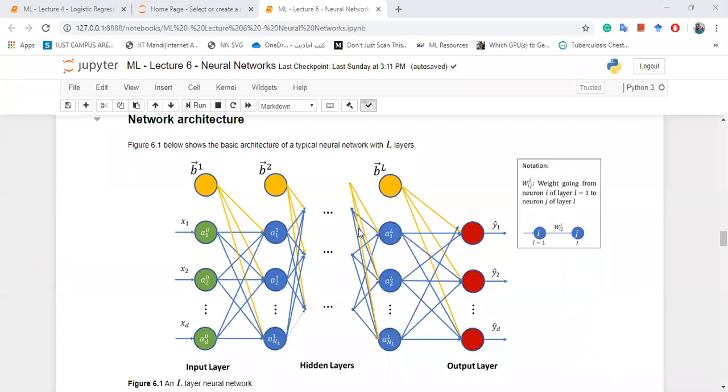Now we will take a smaller network. This is a general network, with L layers, and one more piece of notation: to denote the number of neurons in a particular layer, we will use n subscripted with L. So n_L denotes the number of neurons in layer L. N1 is the number of neurons in layer 1, N2 is the number of neurons in layer 2, and so on and so forth.